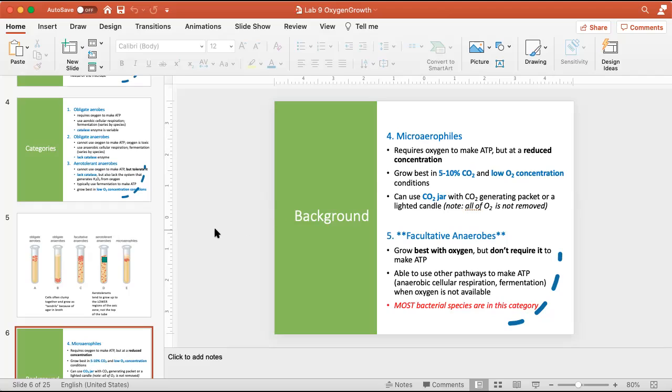A reduced concentration. Now, here's a question. How much oxygen is in the air? How much oxygen is in the air we breathe? Anybody know the percentage? It's just about 21%. What else is in our air if it's not oxygen? What are we breathing? Anybody know what the other big element is in our air?